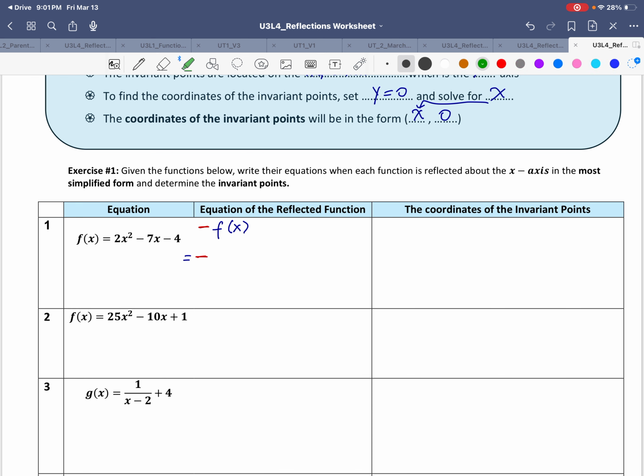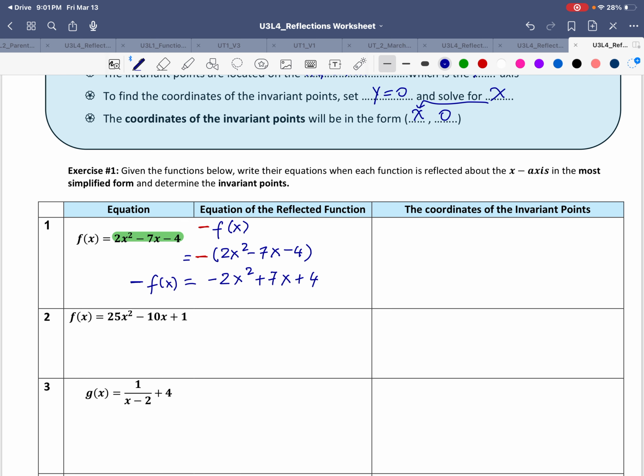Now look at f of x here. It's this entire expression. So we're going to keep that in brackets because this entire thing is going to change sign to opposite. And in a more simplified form, we're going to rewrite this as negative 2x squared, then plus 7x, and then plus 4. So this would be negative f of x.